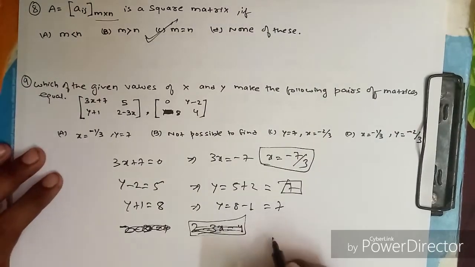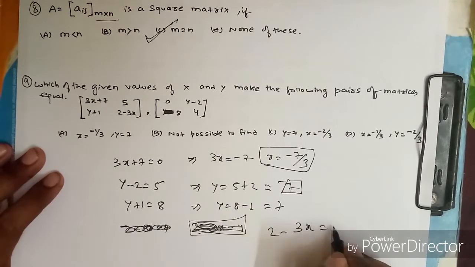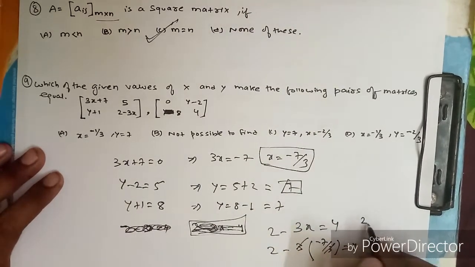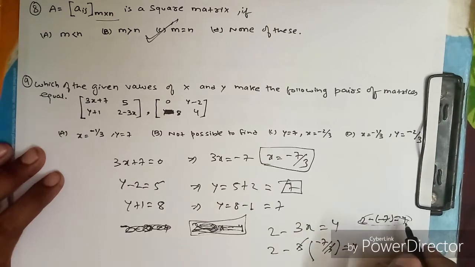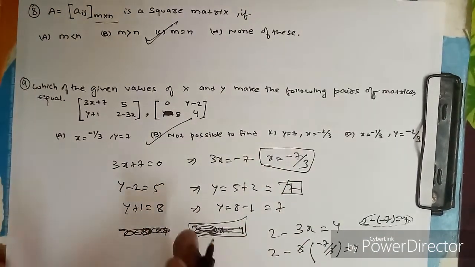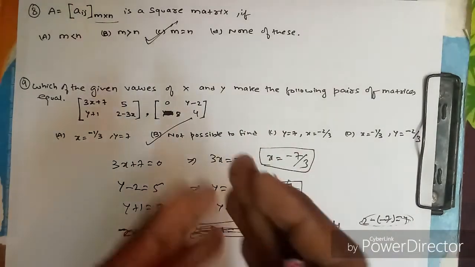By mistake I told you that we don't have to find this value, but we have to find this value. 2 minus 3x equals 4. So 2 minus 3 into the value of x, minus 7 by 3, equals 4. So 3 and 3 will cancel out, then 2 minus of minus 7 equals 4. Okay, so we do not get any values here. So it is not possible to find the values of x and y, because the system of equations does not match. Now let us take the next problem and try to discuss that.